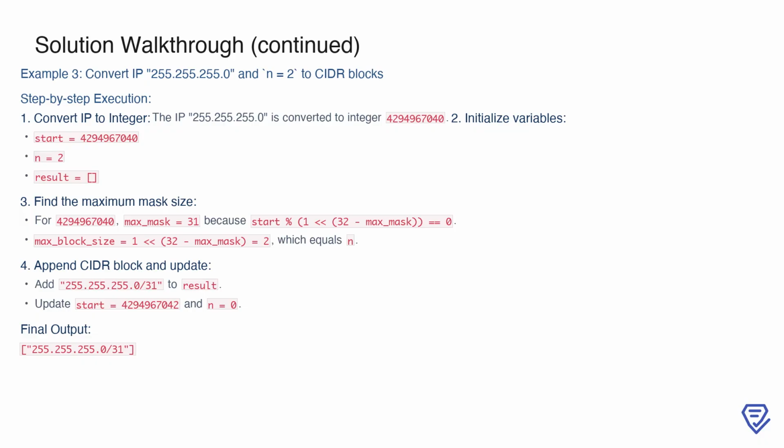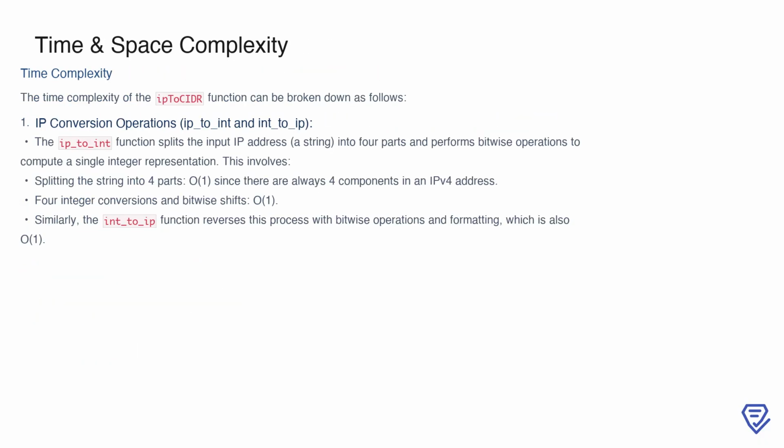We then append the CIDR block 255.255.255.0/31 to the result list, update start to 429.496.7042, and reduce n to 0, completing the process. The final output for this example is the list 255.255.255.0/31. The IP to CIDR function begins with operations to convert between IP addresses and their integer representations.